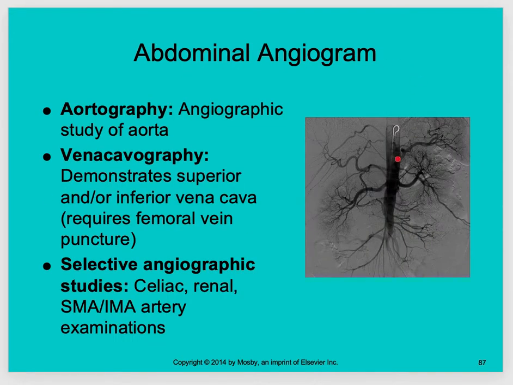So abdominal angiography, you can see the abdominal aorta. So aortography, angiographic study of the aorta. Vena cavography demonstrates the superior and or inferior vena cava, requires a femoral puncture. So that's when they're going to go in the femoral vein and go up through that vein. Selective angiographic studies, celiac, if they're looking at the celiac, renal, SMA, IMA arteries, artery examination. So several different things that they can do depending on what is necessary.